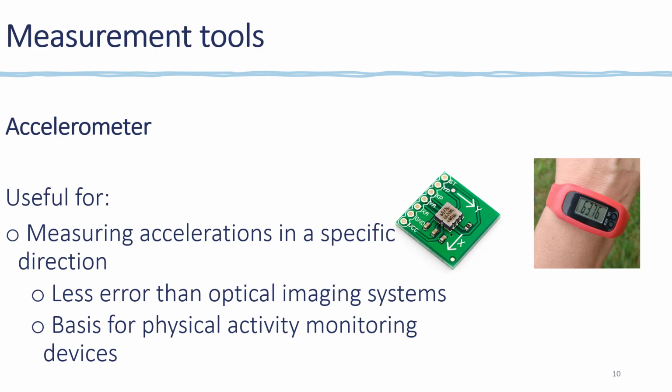whether you wear them on your wrist because they're part of your watch, or if you remember, or maybe I'm just too old, in cereal boxes we used to get these little pedometers and you would just clip it on your hip and it would measure the number of steps you're taking. That's essentially an accelerometer that's measuring the acceleration at your hip.